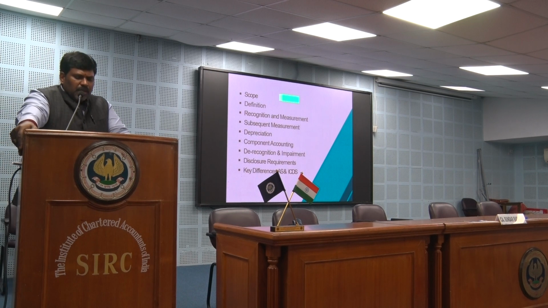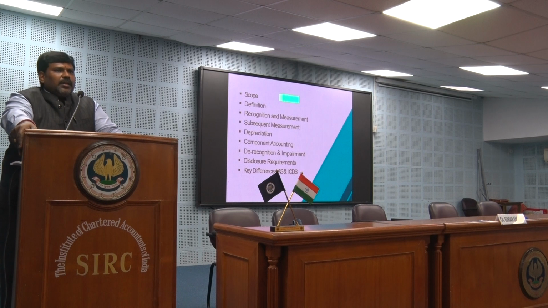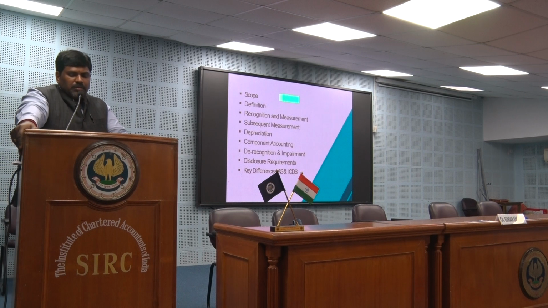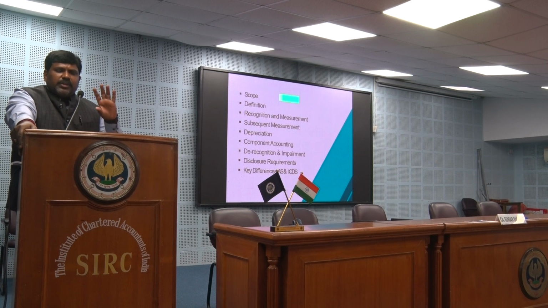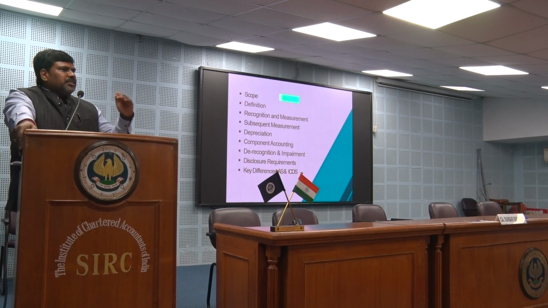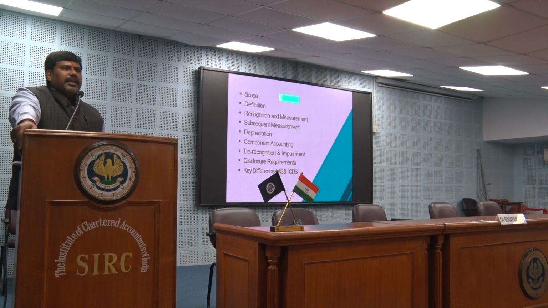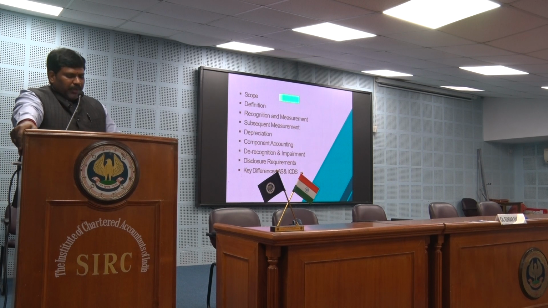This standard broadly covers the accounting for all property, plant and equipment, unless some other standard specifically talks about the recognition, for example, AS 19, which talks about the accounting with respect to lease assets. So unless there are separate accounting standards which talk about the recognition of any other property, plant and equipment, this standard covers all the accounting with respect to property, plant and equipment.